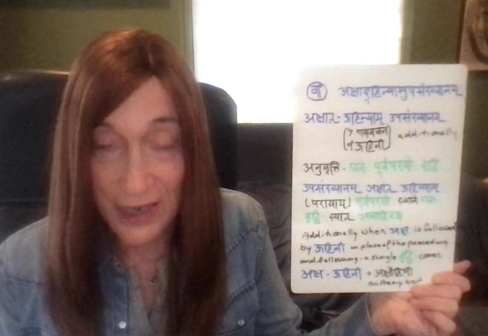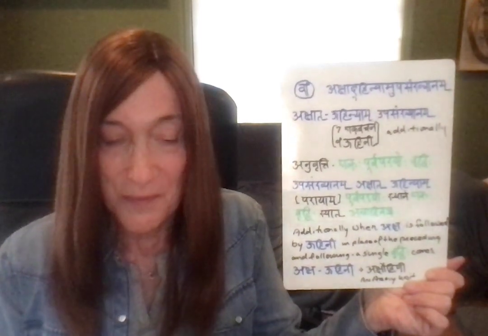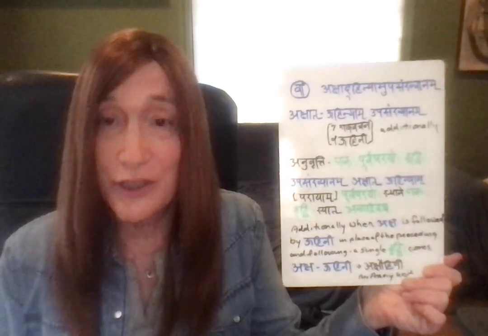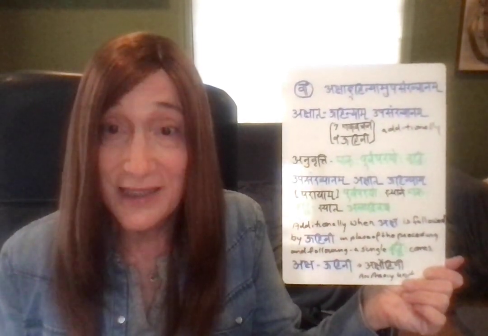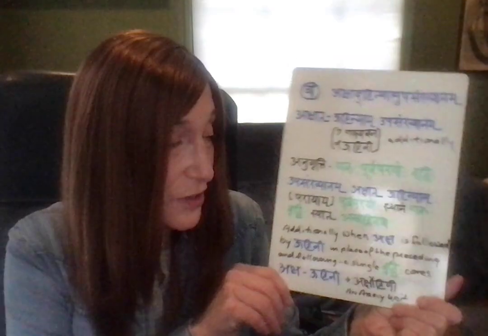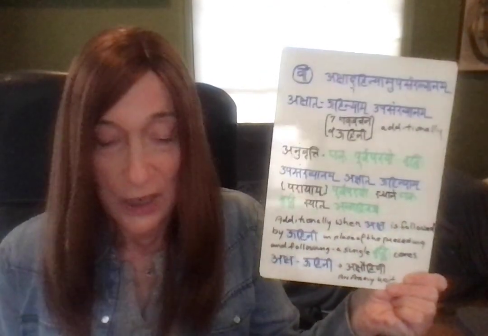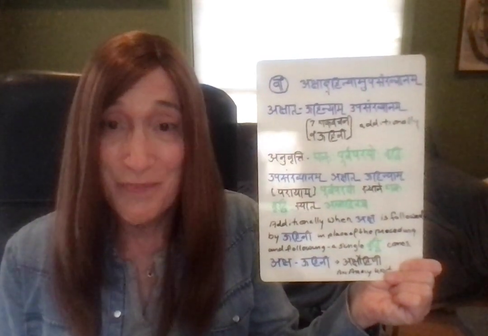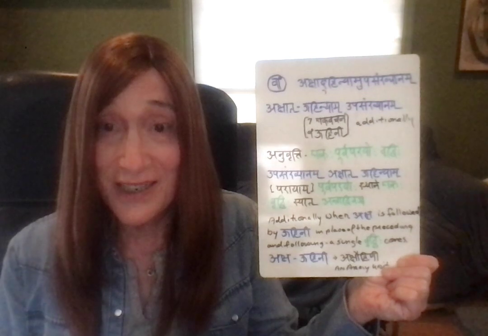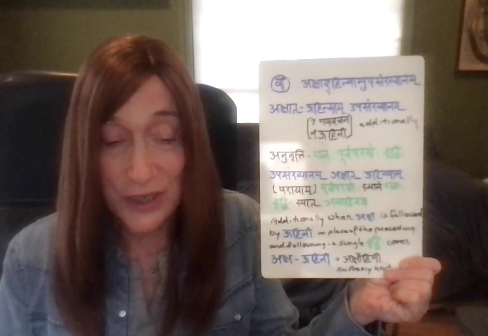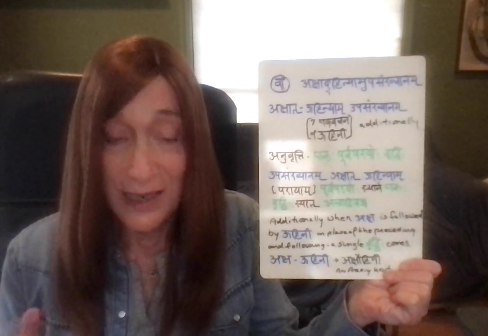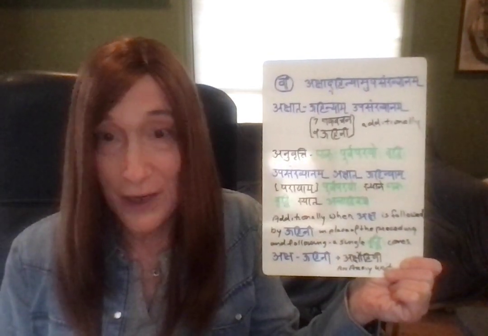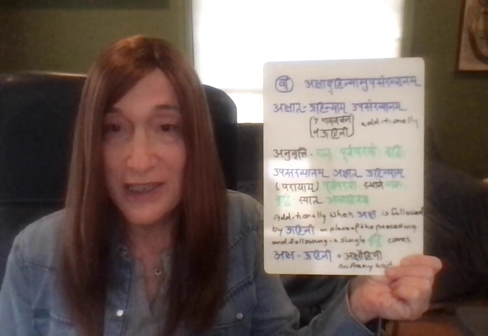So, additionally, upasankhyanam, in addition to what? In addition to Etyedhaty-uthsu, when aksha, that's just aksha, is followed by uhini, also just uhini, in place of the preceding and following, a single vrddhi comes.